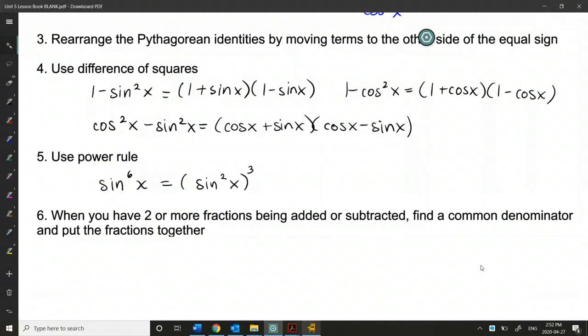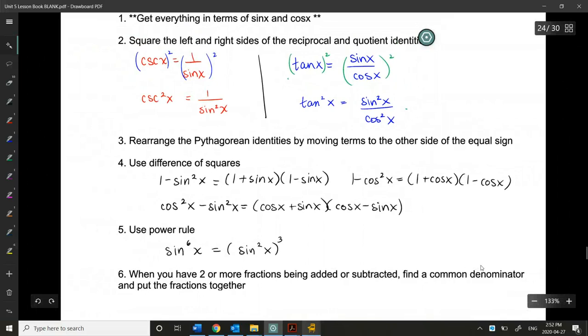And finally, when you have two or more fractions that are being added or subtracted, I would say a very good move that you could do would be to find a common denominator and put those fractions together, especially if you notice that one side of your proof doesn't have multiple fractions. So I would say this would be the way to go most of the time.